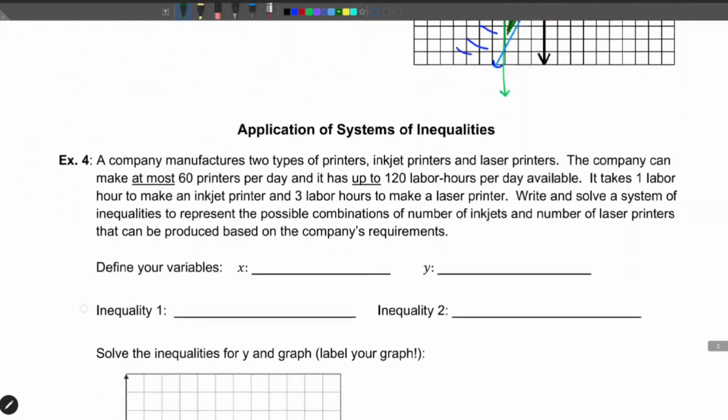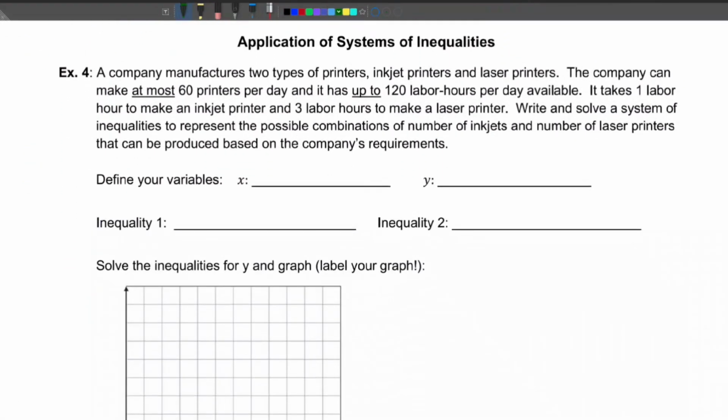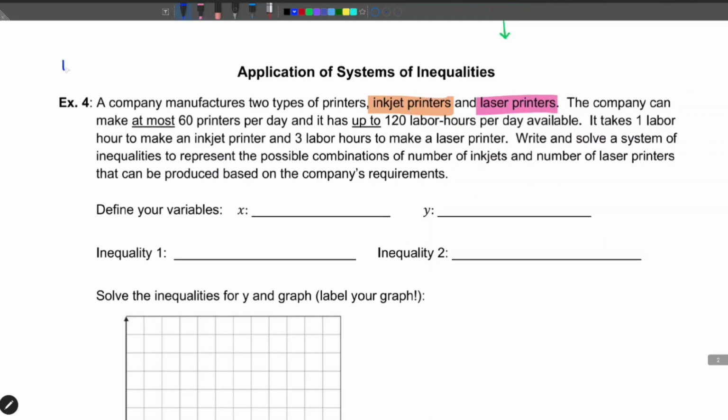We got one more problem. So let's take a look at this guy, and it's everybody's favorite, word problems. So here we go. A company manufactures two types of printers, inkjet printers and laser printers. I like to highlight some stuff as we go along. Looks like we've got one type of printer and a second type of printer. So the company can make at most, so remember when we're reading these things, we want to look for totals.